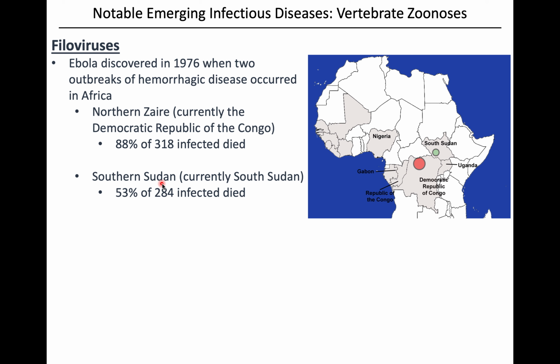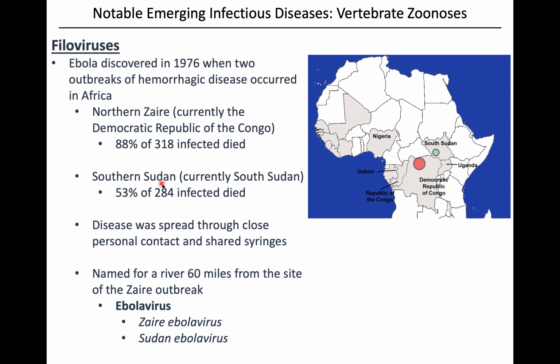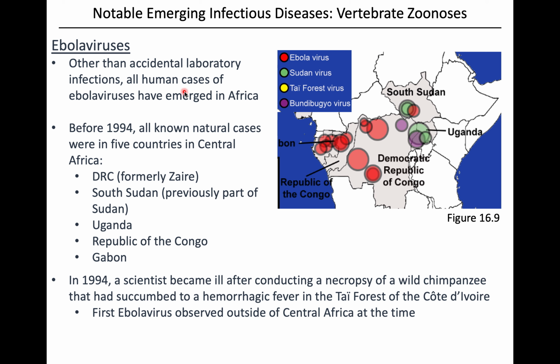But it was very, very isolated, with a relatively small number of people infected. It was believed that it was being spread through close person-to-person contact or through sharing of syringes. And that name, Ebola virus, comes from the Ebola River, which was in the general vicinity of that original outbreak in Zaire. So basically, all of the cases of Ebola virus have emerged in Africa originally, other than accidental infections of researchers in a laboratory setting. So originally, before 1994, all the cases were coming from a small handful of countries. There have been some researchers that have become ill, and of course some Western healthcare workers have become ill in some of the more recent outbreaks and brought that virus back to the United States, where they were successfully treated.